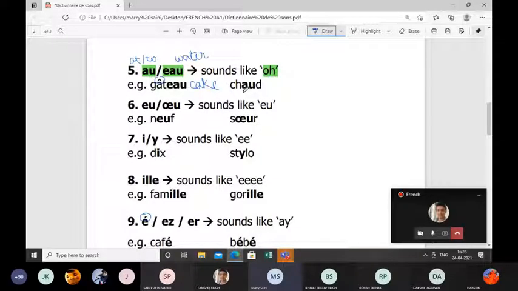Similarly here, "chaud". The "o" sound is there, chaud. And the meaning is hot.